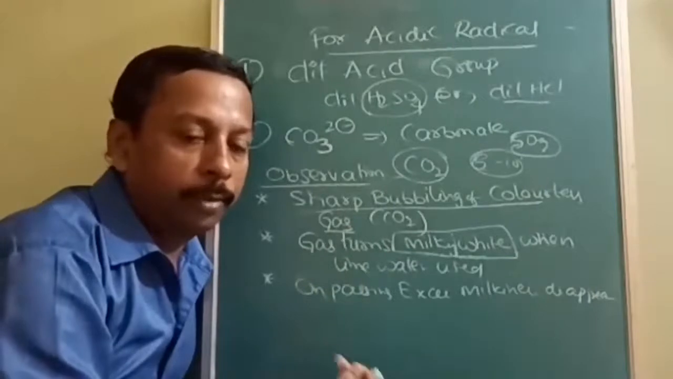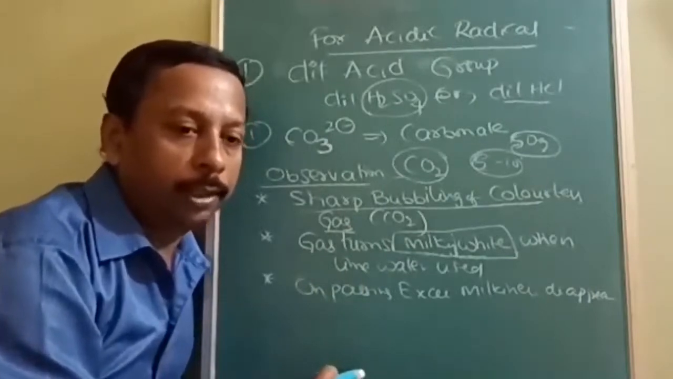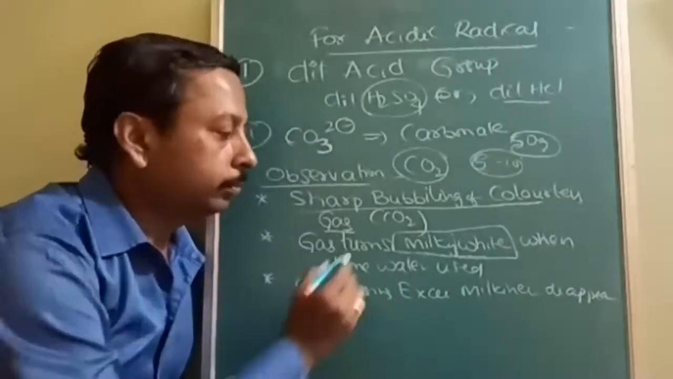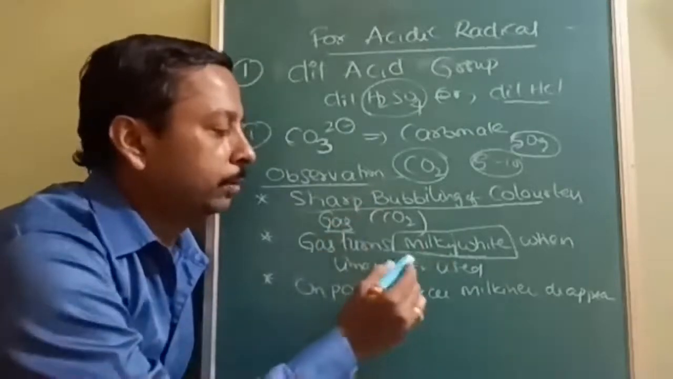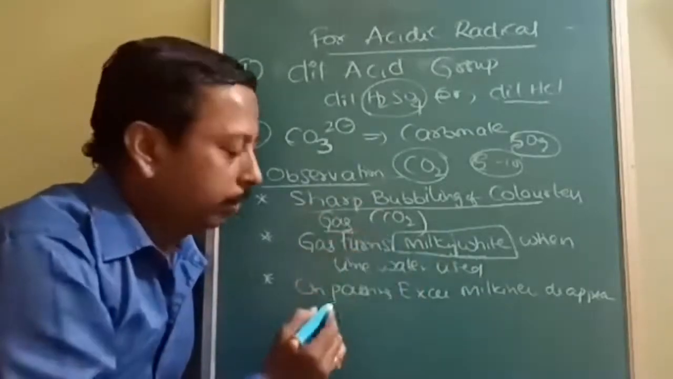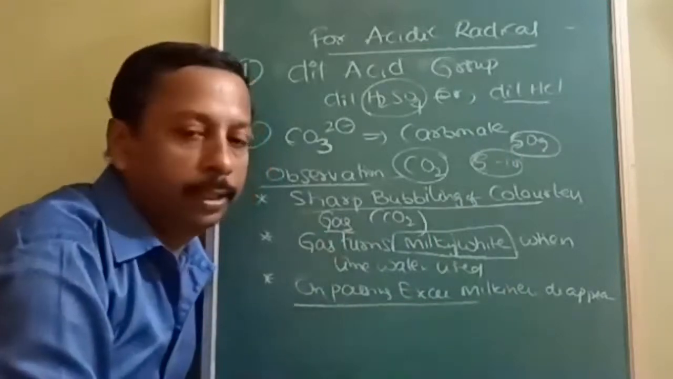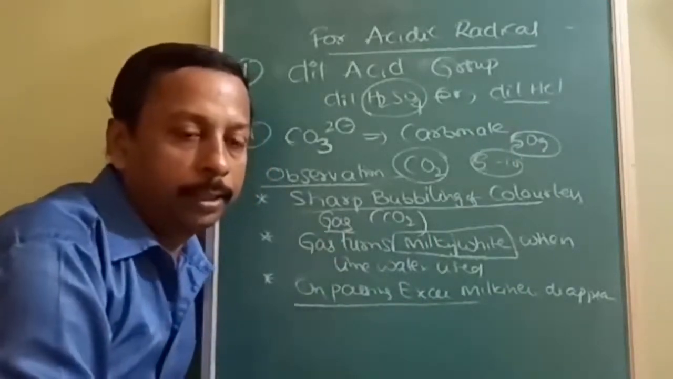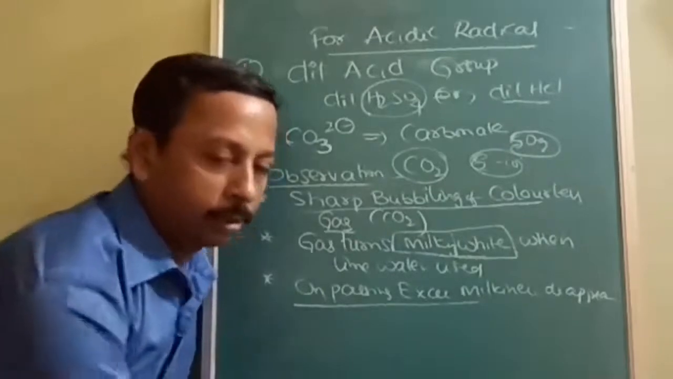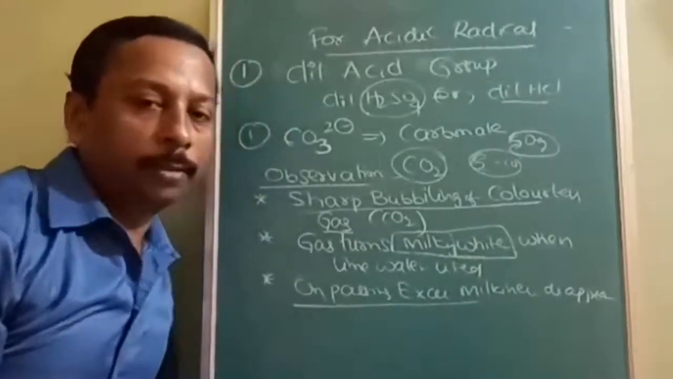Further, to confirm that 1% also, we don't want to leave any chance. Then we will send some more gas. First it will turn milky. When there is further excess, if CO2 is sent, that milkiness disappears. Is it understood? So this is how the confirmation is done.